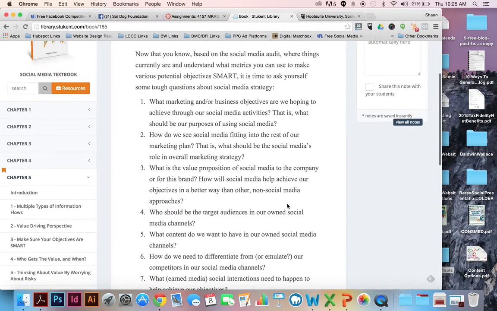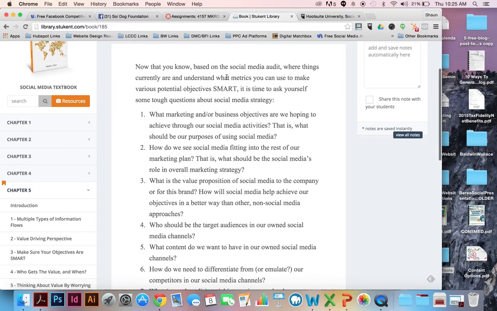So please, a 2-page paper on your campaign describing your social media strategy for the campaign, what it is, what channels you're using, who's your target audience, and the SMART goals that you hope to achieve. Write that up, 2-page paper, and turn it in next week.